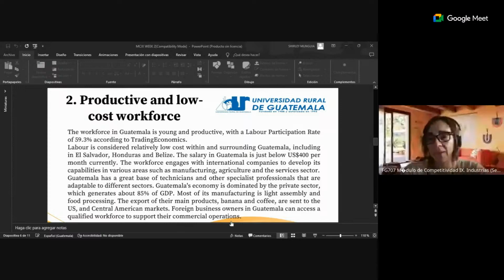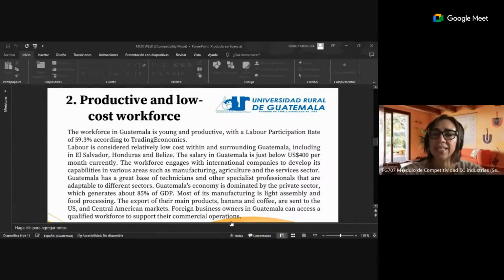We have a lot of technicians, professional people. We are working on that. They prefer our country to come and work. The workforce in Guatemala is young and productive, with a labor participation rate of 59.3% according to Trading Economics. This is a really, really important percentage.